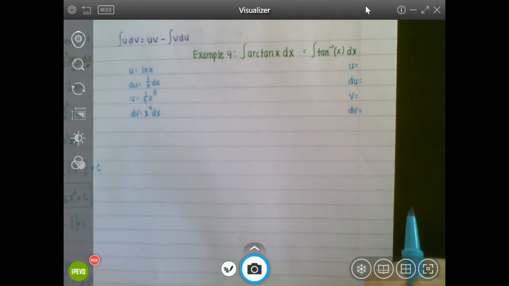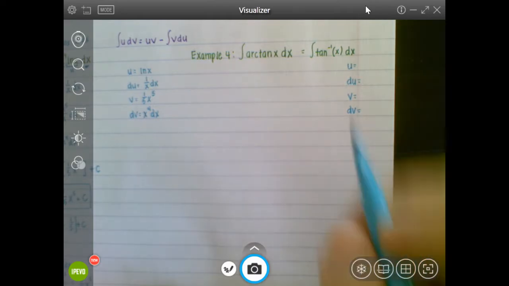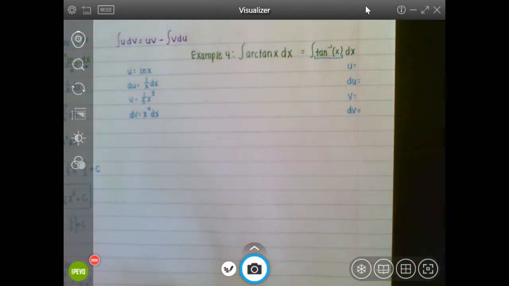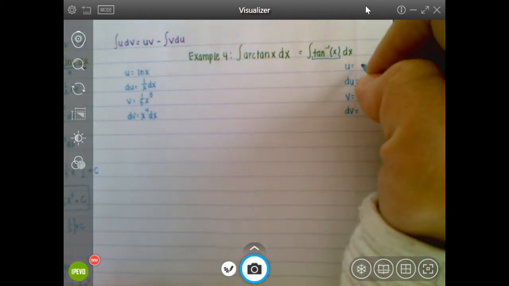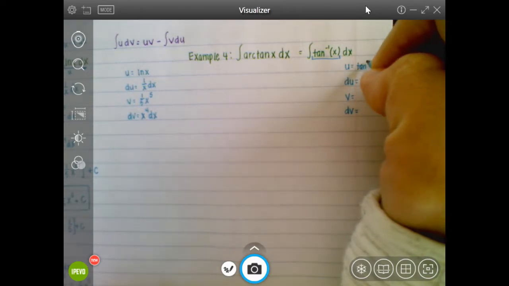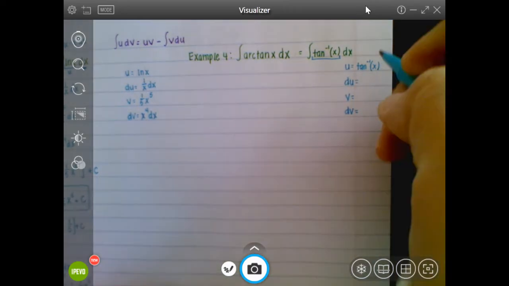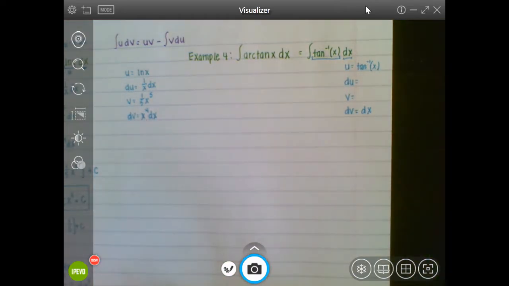And this one's pretty straightforward in terms of what you're going to pick for what, because you should know about this derivative. We talked about the derivative of inverse tangent, inverse sine, and inverse cosine functions. So that's what I'm going to set as u, because I know what its derivative is. So that means that this dx part is actually my dv.